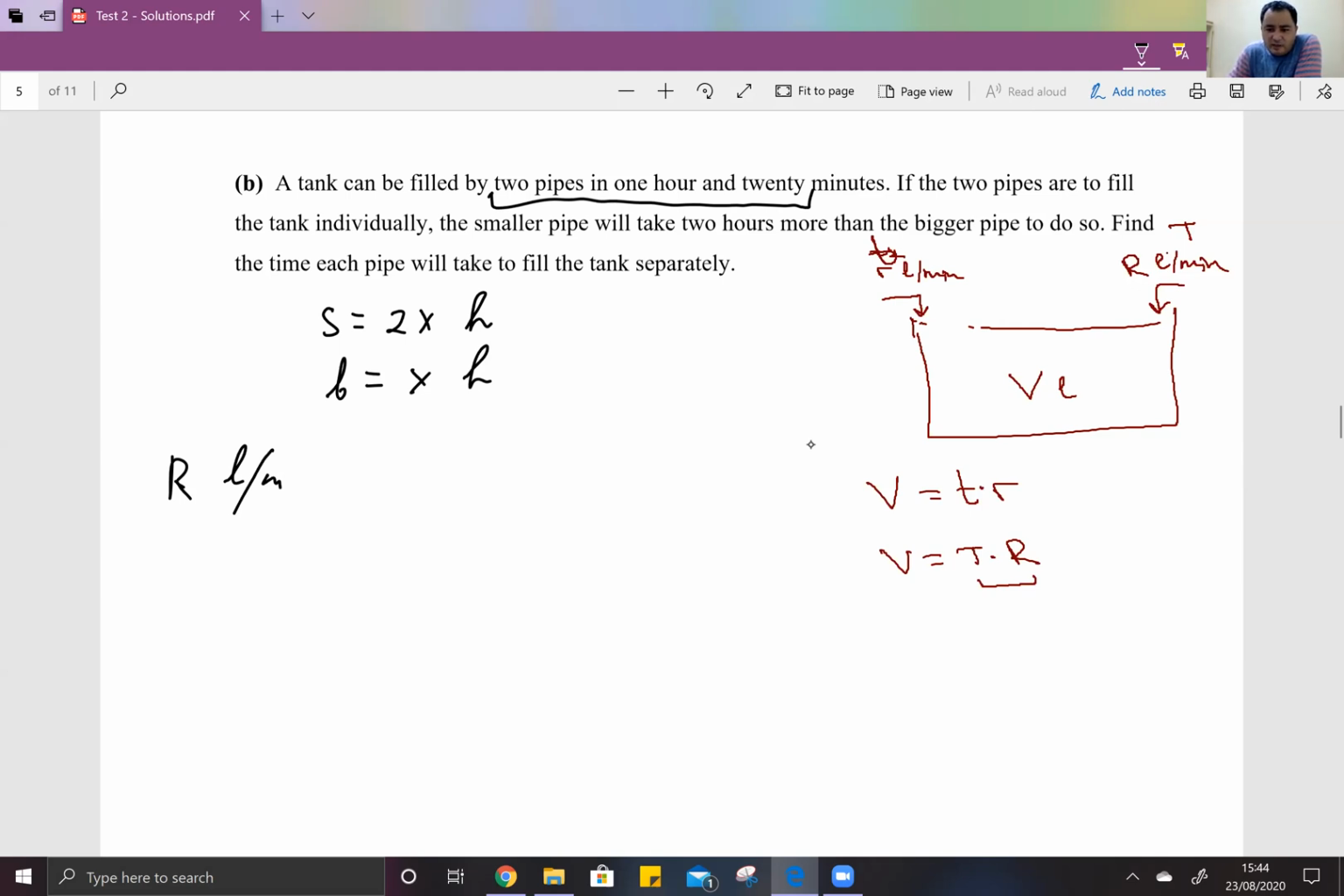And how about if we open them together? It means it takes some time. I don't know what it is, let's say T star. And now, since both taps are open, in each minute, how much water is poured into the container? That's R plus lowercase r. This thing you should understand. The rest is easy. If you understand how we are modeling this, the rest is just substituting the values and solving the equation.